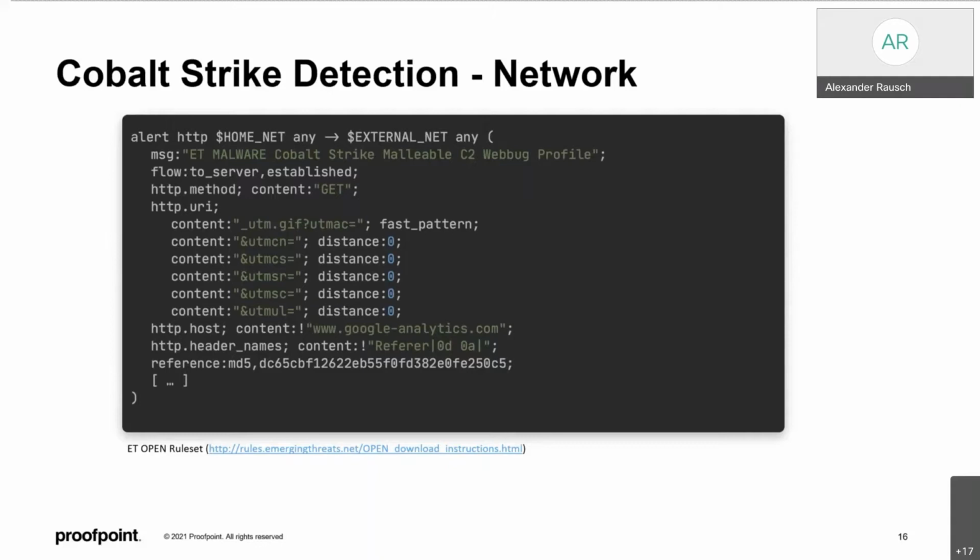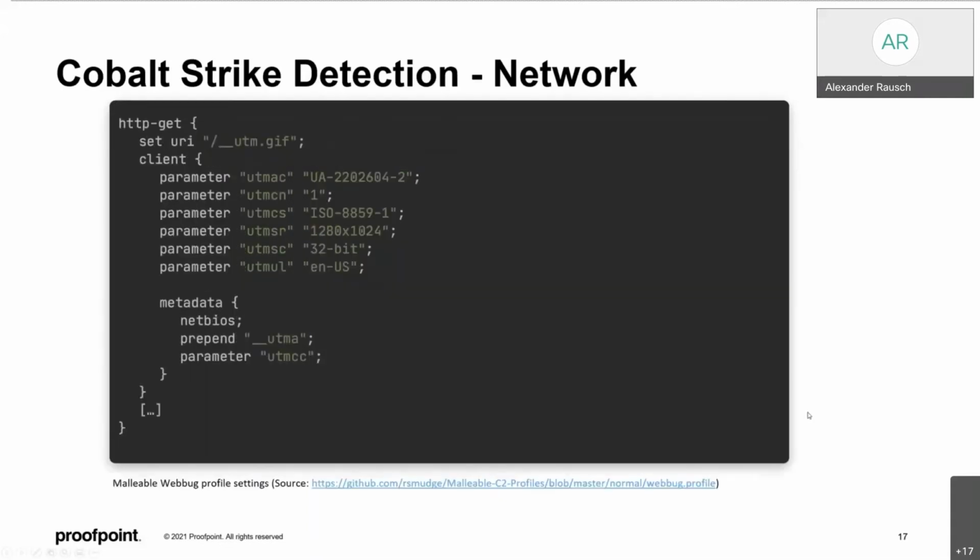Additionally, there have to be several URI parameters in the content match. So all of those UTM-CN, UTM-CS, UTM-SR strings have to be present in the URL of the request. And last but not least, you can see that the GoogleAnalytics.com host is excluded from the match because we don't want to match on legit Google web bugs, of course.